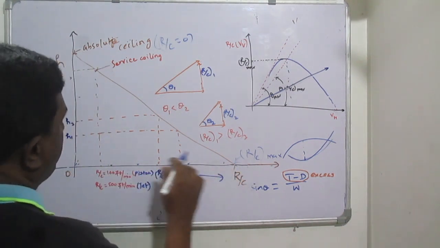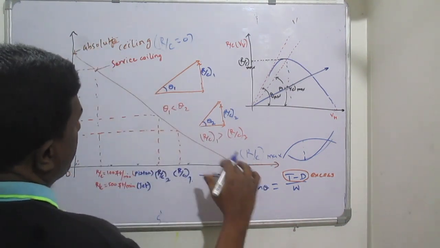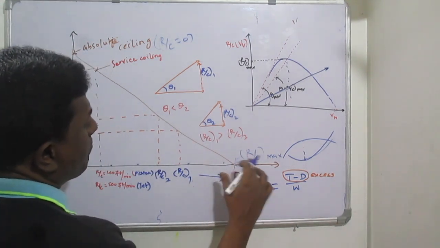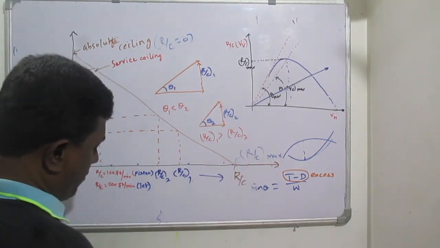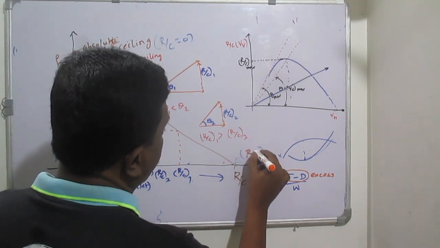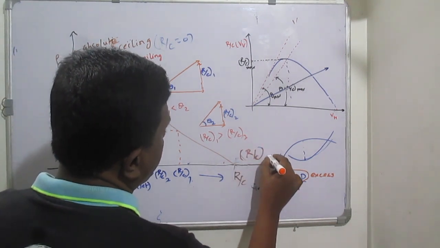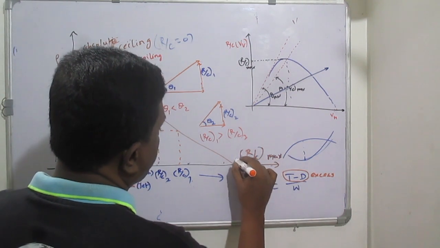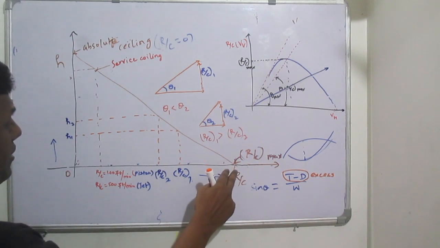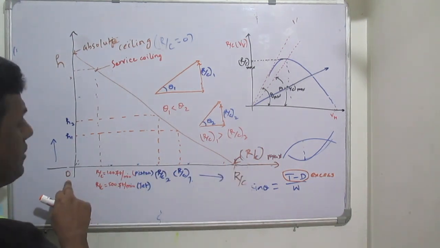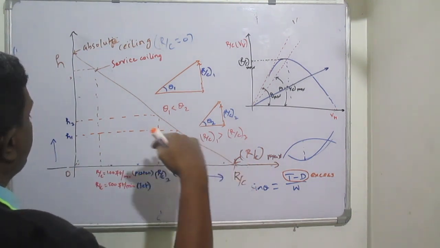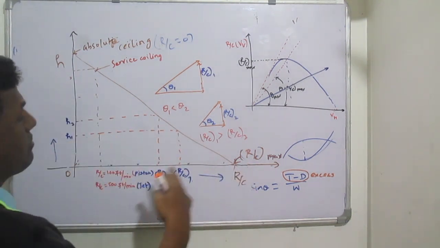Where the curve touches the horizontal axis, that point is the maximum rate of climb. So this point is the maximum rate of climb, and it occurs when the height is 0. That is where we find the maximum rate of climb.